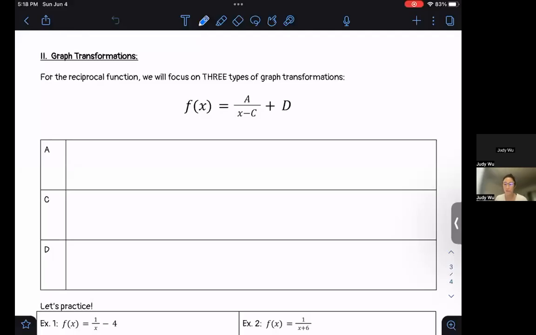Hi folks, welcome to 3.7 part 1 and the second video in that section. In this section, we're going to talk about graph transformations of the reciprocal function.